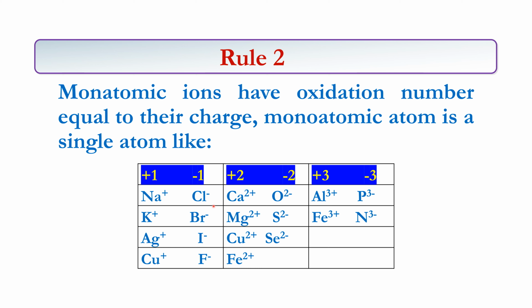Its oxidation number is equal to the charge that is attached to the element. So Cl- has -1 charge, Br- has -1. Same thing is applicable to this and this. For Ca2+, its charge is 2+. For Cu2+, its charge is 2+. For Al3+, its charge is 3+. And for N3-, its charge is 3-. So monoatomic ions, such as all these examples that we have here, have oxidation number equal to their charge.